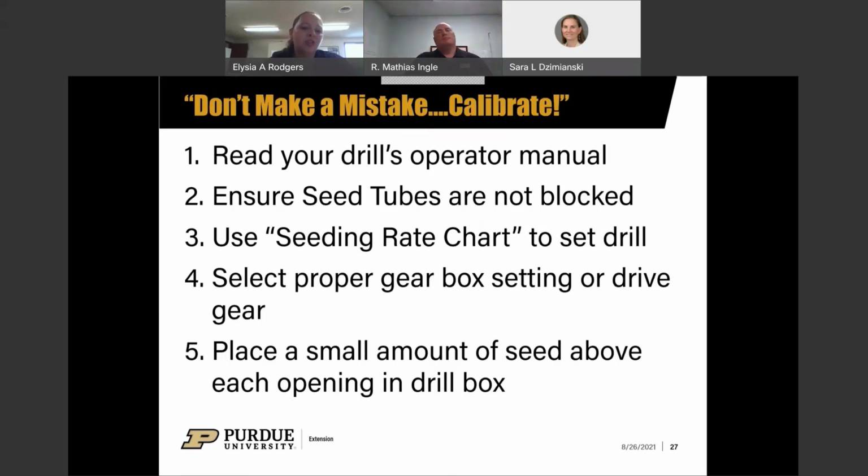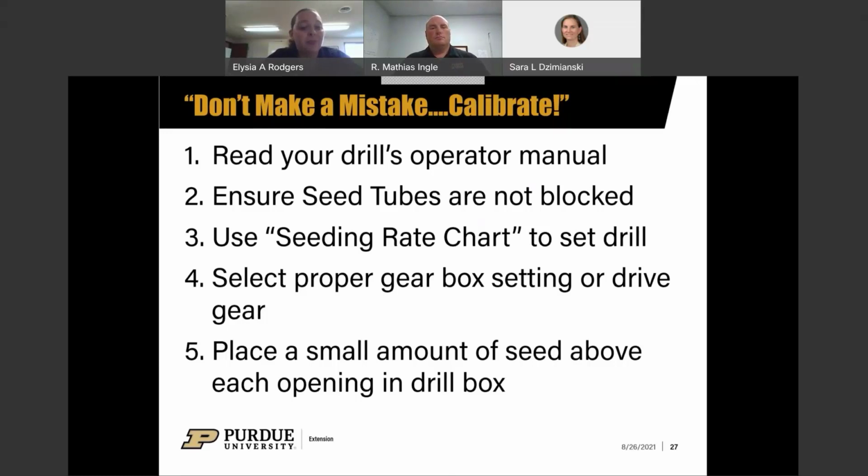So you want to make sure the tubes are cleaned out. You can use a vacuum and air hose, things like that, or even send a rag down it. Just make sure they're cleaned out. And then use the seeding rate chart to set the drill. This should be found on your drill. Usually if you open up the seed box lid, it's right there. If it's not there, you could probably Google it as well. There's plenty of resources out there to find that seeding rate chart to go along with your drill.